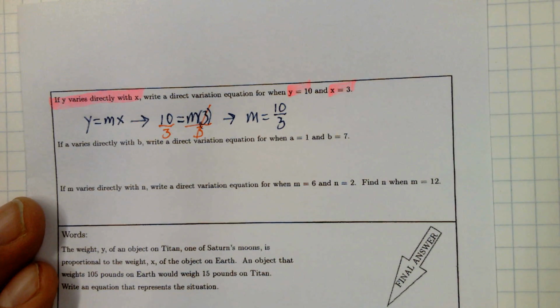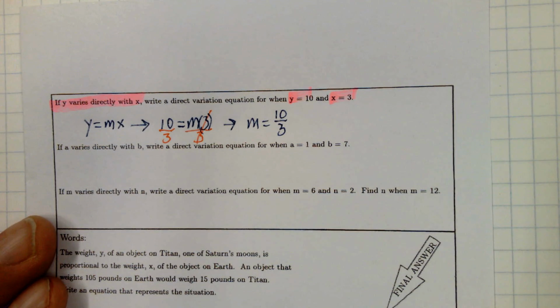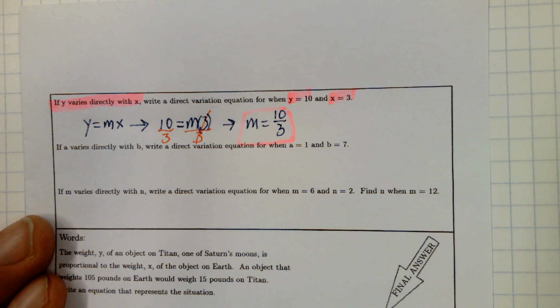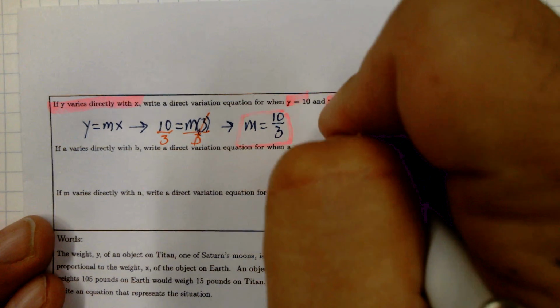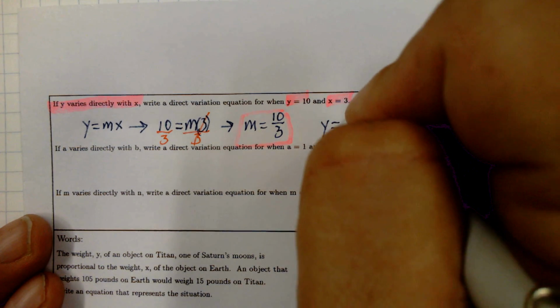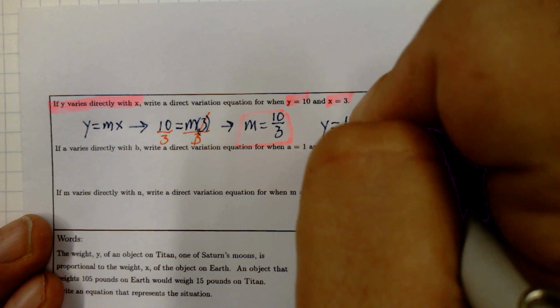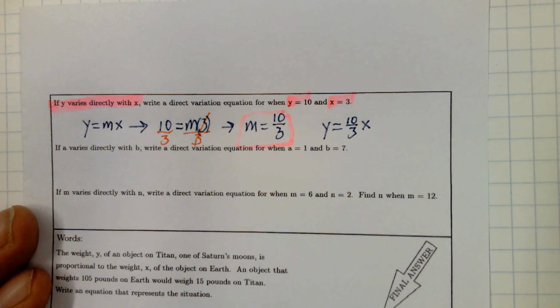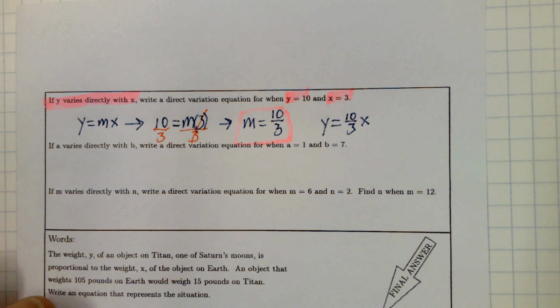So now I have my equation. Now I have my slope, right? I can write my equation. Y equals 10/3 x. There you go.